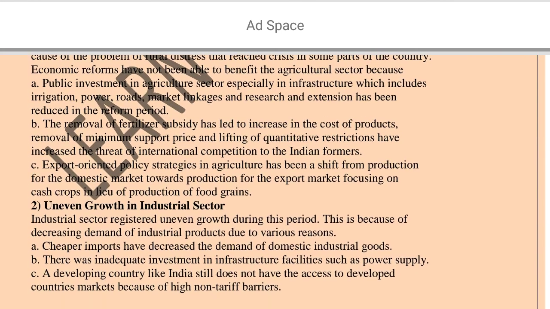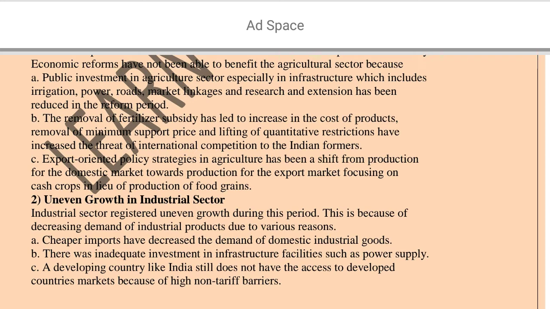Export-oriented policy strategies in agriculture led to a shift from production for the domestic market towards production for the export market, focusing on cash crops in lieu of production of food grains. Demand shifted to the products which are needed for export rather than the production of food grains. Now the focus shifted to the cash crops which are meant to be exported.